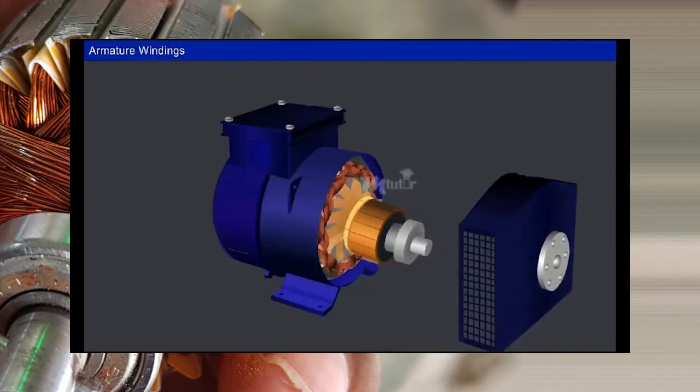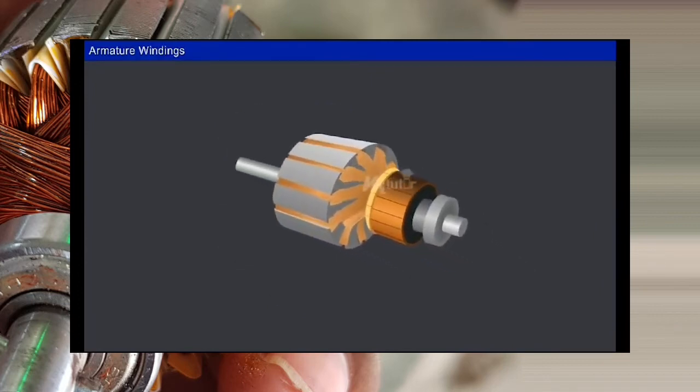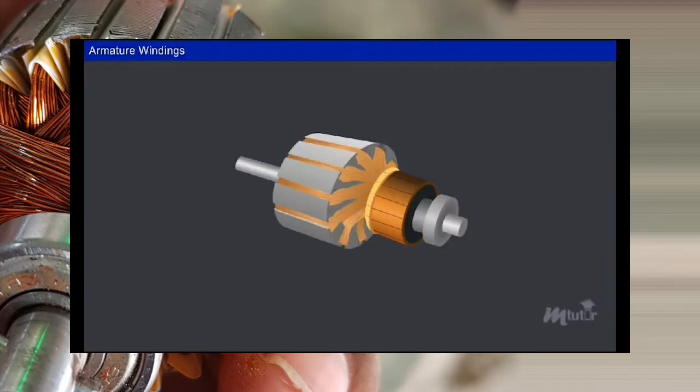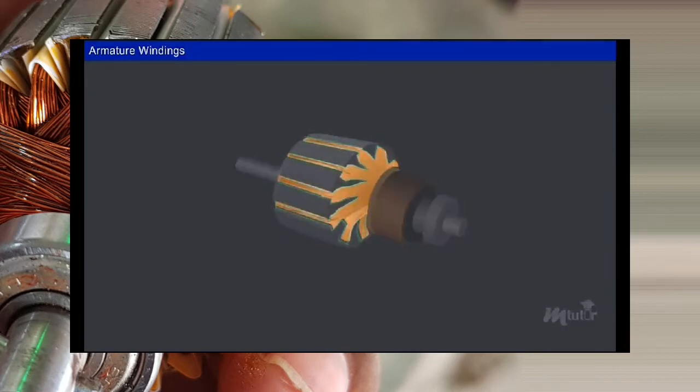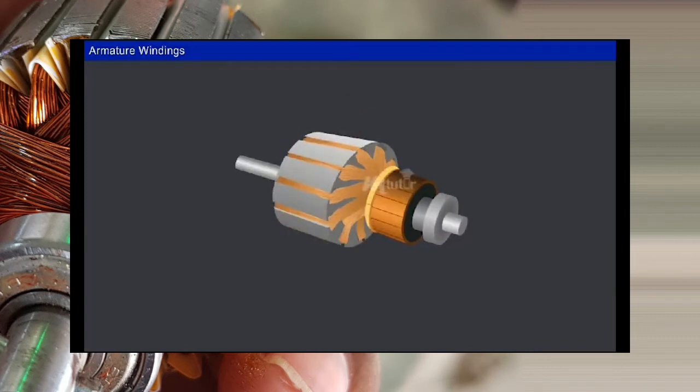Every rotating electrical machine has an inevitable part called an armature, which consists of the armature core with poles and slots, and armature windings accommodated in those slots. These armature windings are nothing but an arrangement of current-carrying conductors to produce EMF in the machine due to the relative motion between the windings and the stator magnetic field.